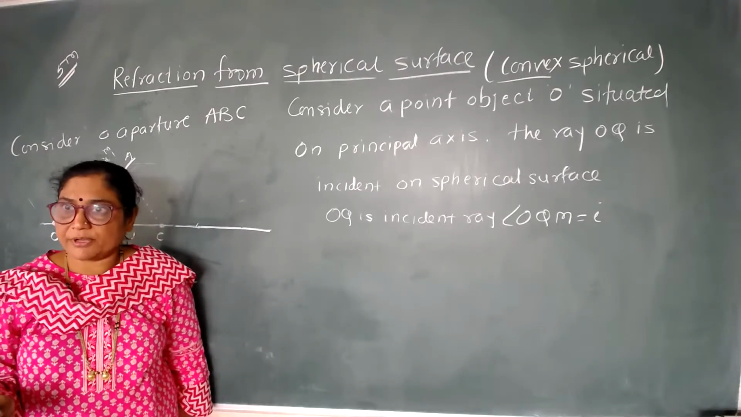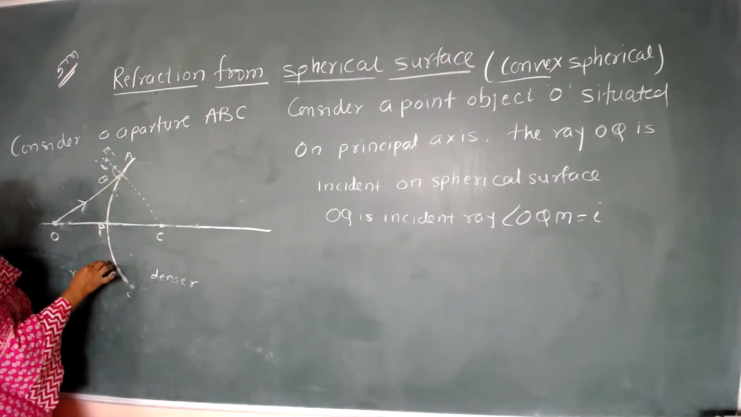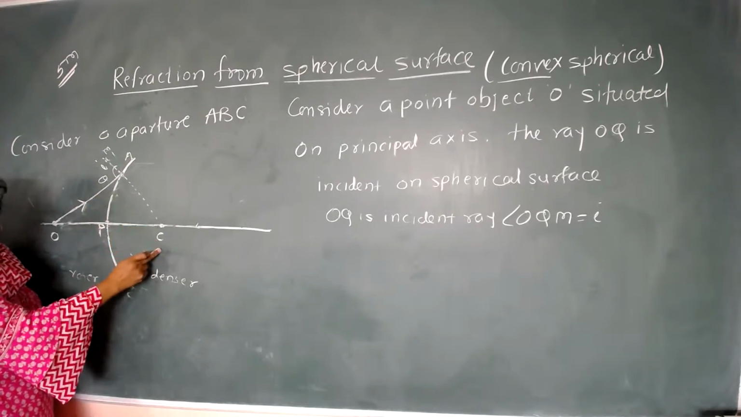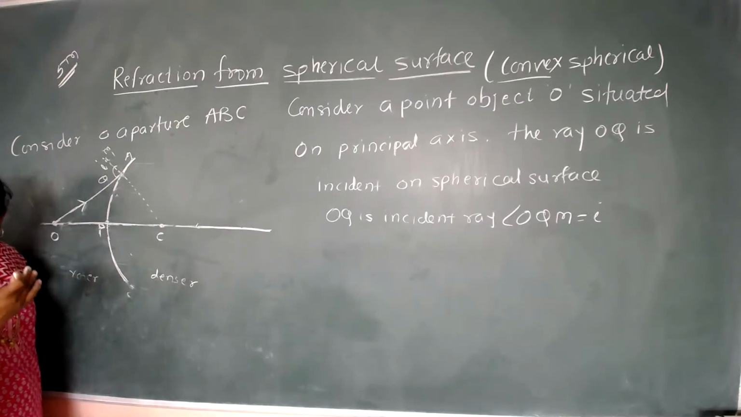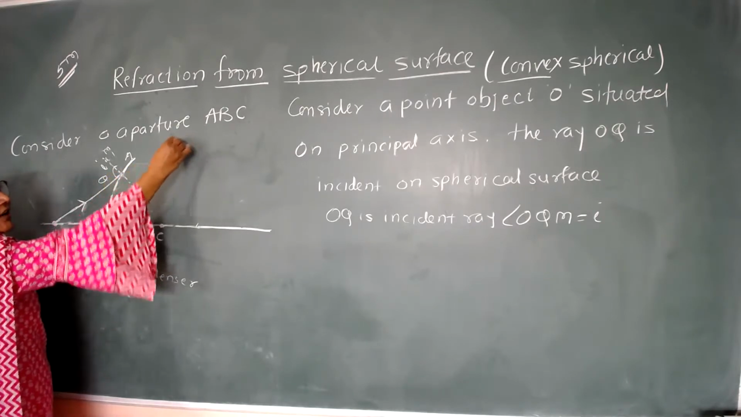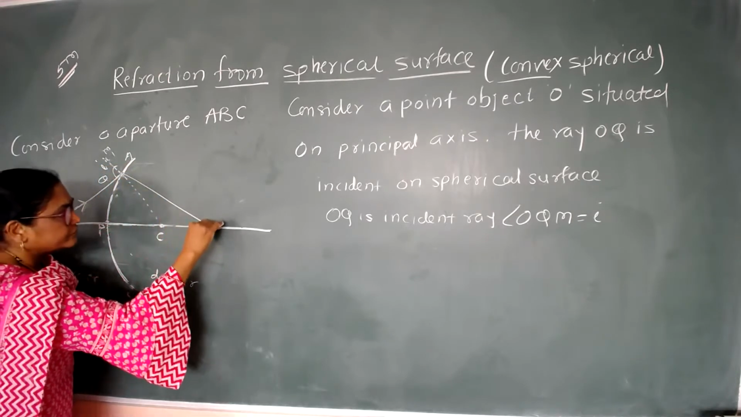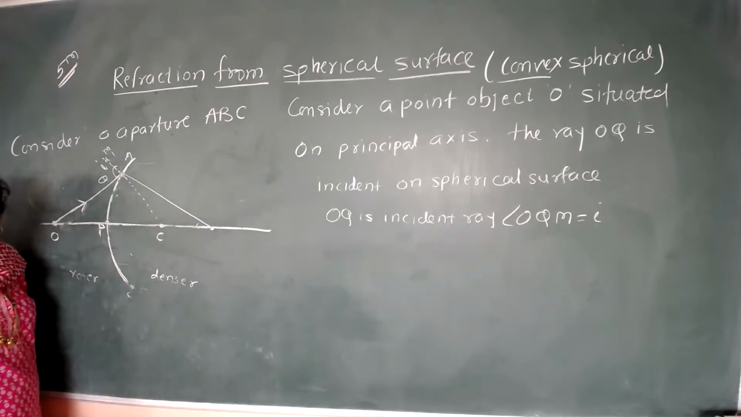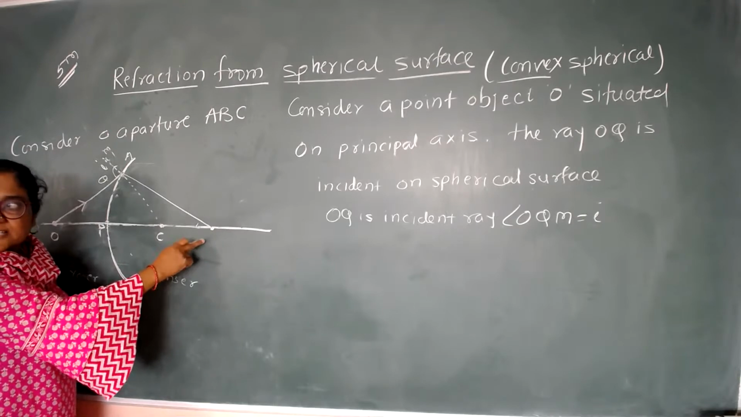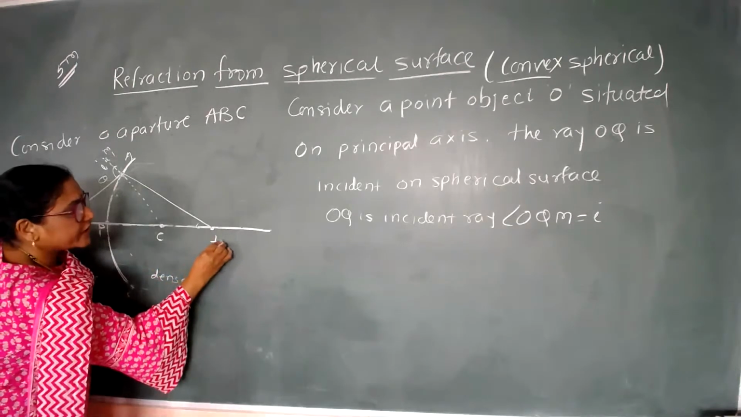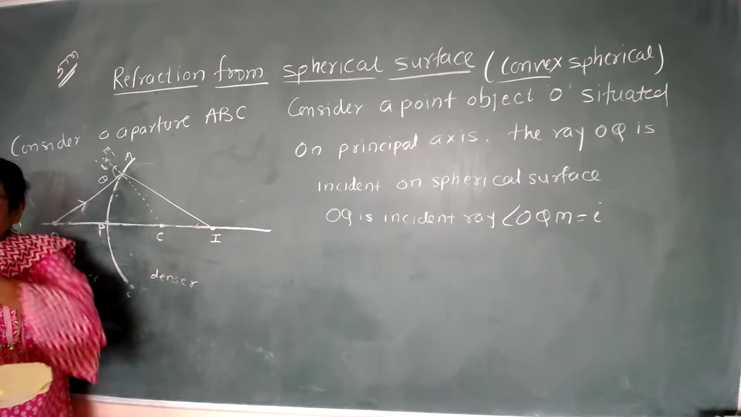Bent towards the normal. So here OQ, the ray of light, when incident on the spherical surface, is refracted and bent towards the normal, and it meets on the principal axis. And this is known as the image. What type of image is this? It is a point image.